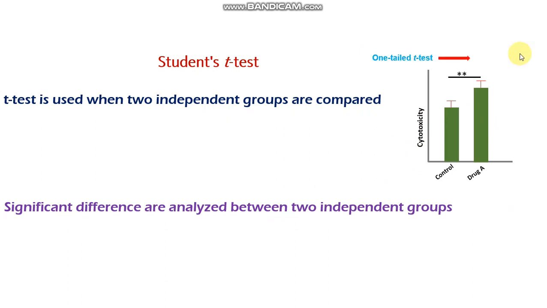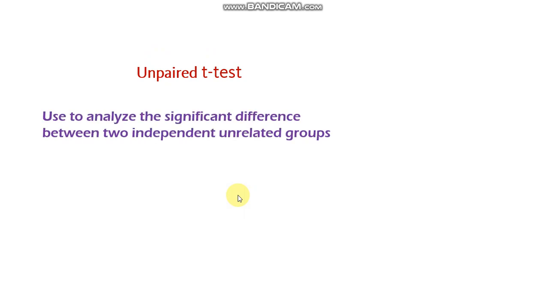Another thing is that when you do a one directional test from the control to the drug A, that will be the one-tailed t-test, and if it is two-way, both ways, then it will be the two-tailed t-test, right? As you know, there are two types of t-test, unpaired and paired. So what is the unpaired t-test and when to use it?